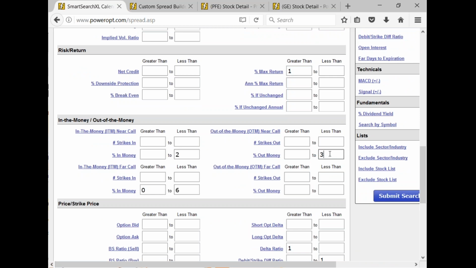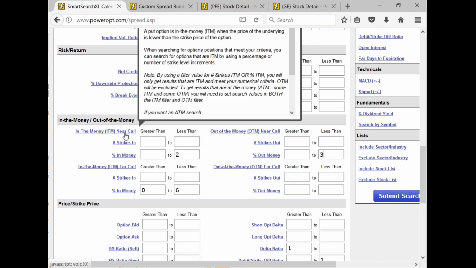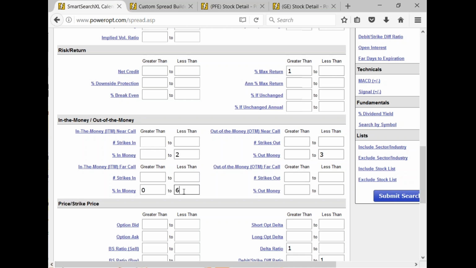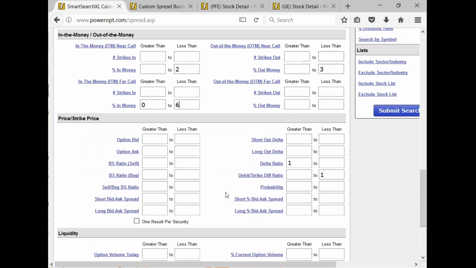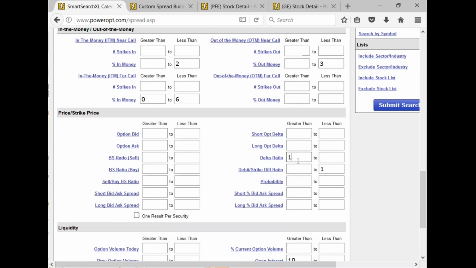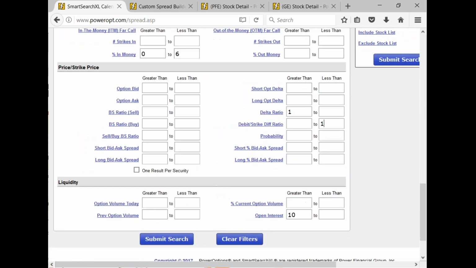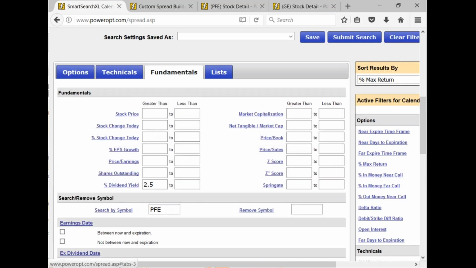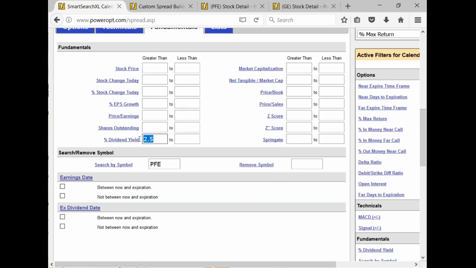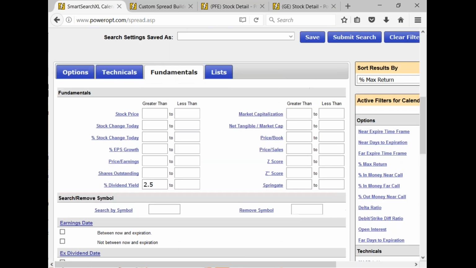Range out of the money for the option you're selling, what's called the near call, the option you're selling, and the range in the money for the far call. You don't have to set a delta ratio. I did it because that's how I prefer, and I prefer my debit to strike difference ratios doing any calendar spread. You can just set a basic open interest to greater than 0. And you go back into fundamentals now, put in a dividend yield, 2.5%, whatever you're looking for, and just run the search and see what you get.